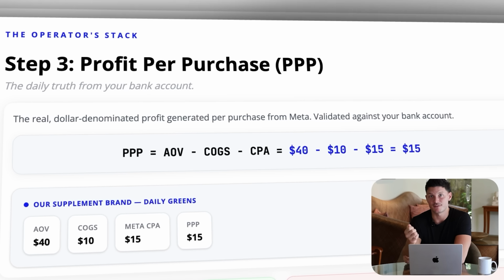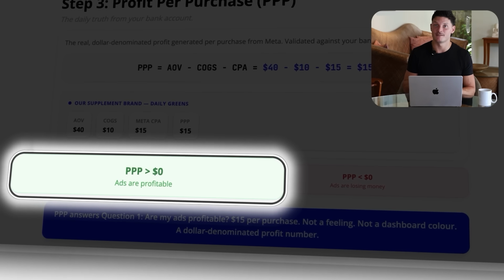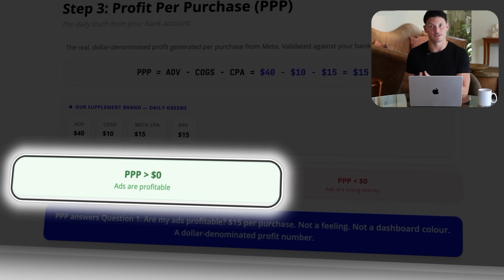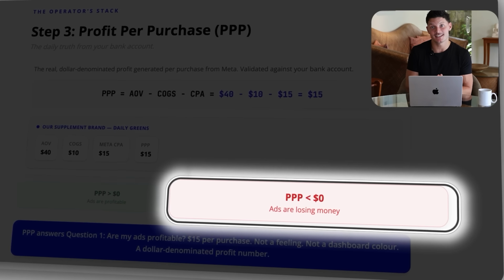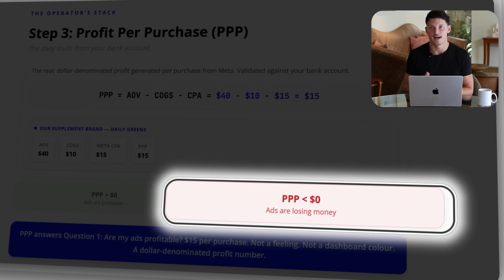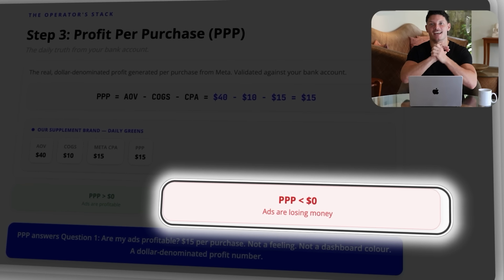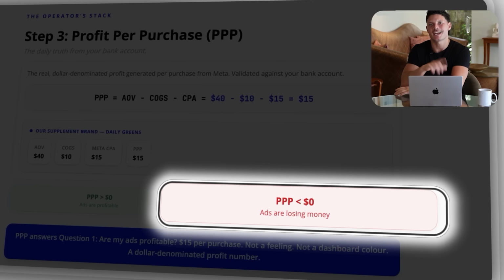So that's a real answer. That's not a feeling. That's not a dashboard color. That is a dollar denominated profit number. If PPP is positive, aka above zero, ads are profitable. If PPP is below zero, ads are unprofitable. End of discussion. Paid ads profitability is not an opinion. It is a unit economics calculation.